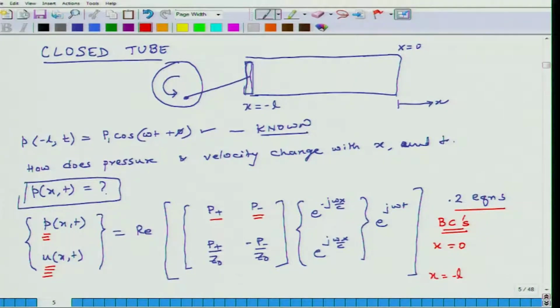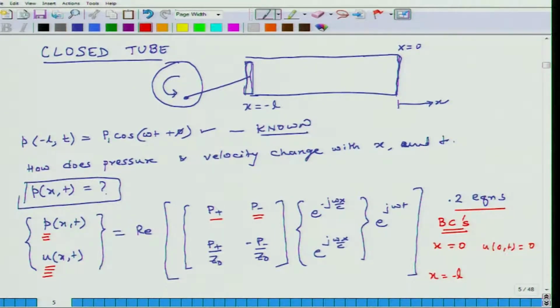And what that means is that if this tube is closed at x is equal to 0, that is, there is a wall at this point, then air cannot move across this wall, which means that the value of velocity u of 0, t is 0, because air cannot move across this wall. So that is the first extra condition. So now we have three equations and still four unknowns.